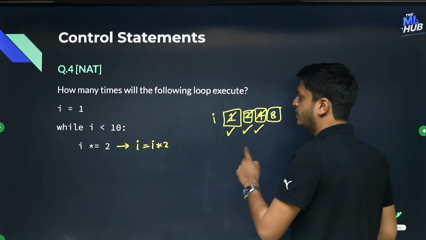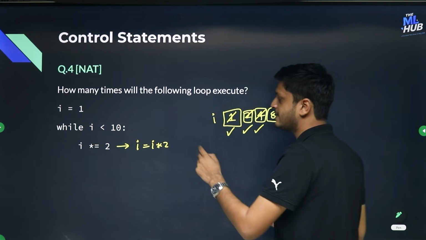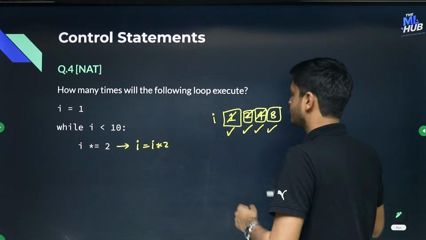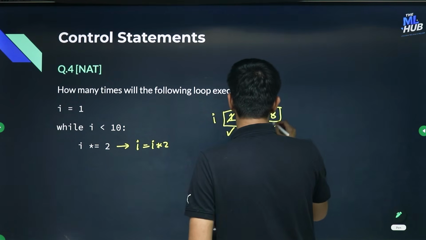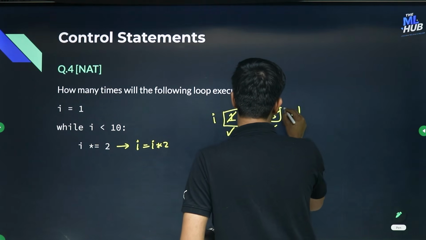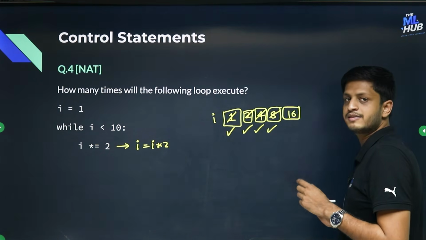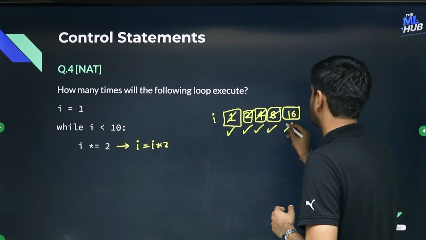Now I will take the value 8. Is 8 less than 10? 8 is less than 10. So again for 8 also it will run. Now I will become 8 into 2, which is 16. Is 16 less than 10? 16 is not less than 10. So the condition will become false.